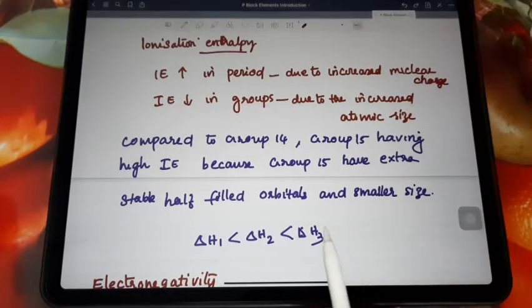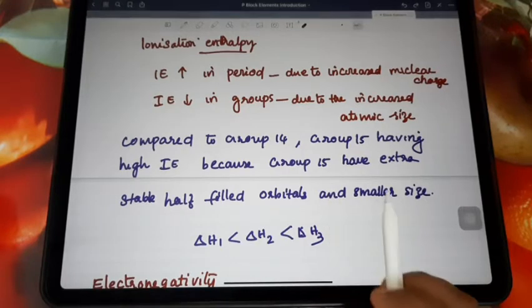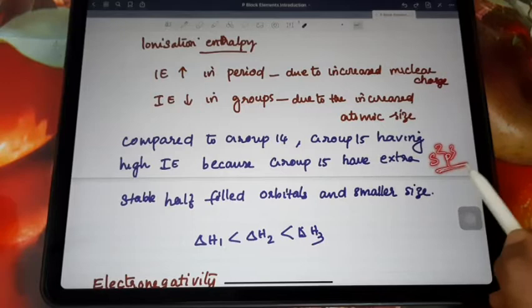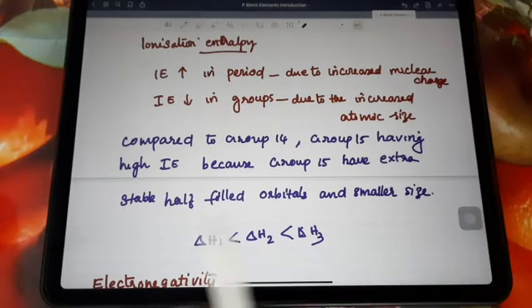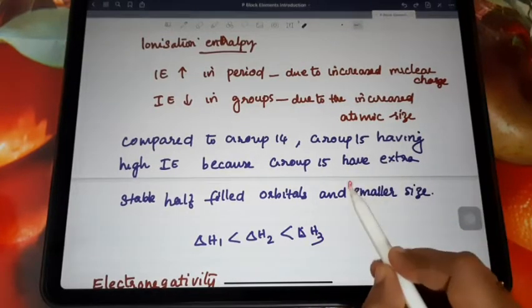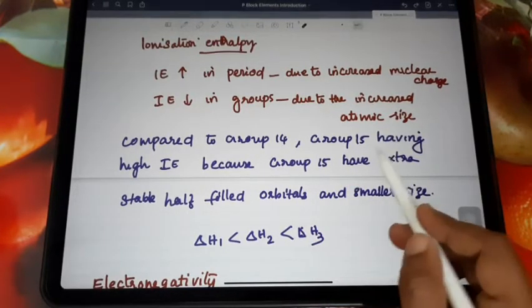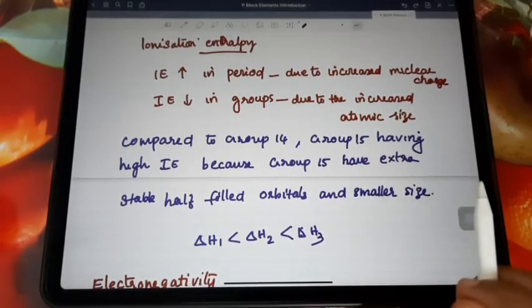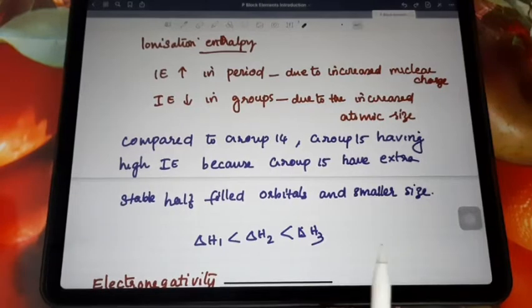Not only that, there is one more factor we already discussed. It has s2p3 configuration, so half-filled stability, extra stability, is also there. From an extra stable configuration, it is not easy to remove an electron. That is also one reason. Smaller size we already discussed, and one more reason is the extra stable situation. That makes it more difficult to remove the electron from group 15. So ionization energy is high for group 15 elements.